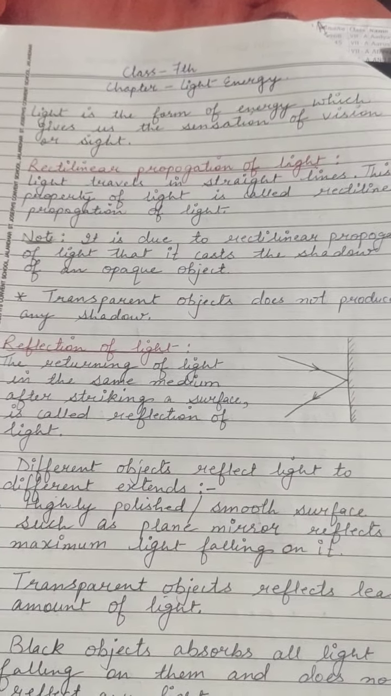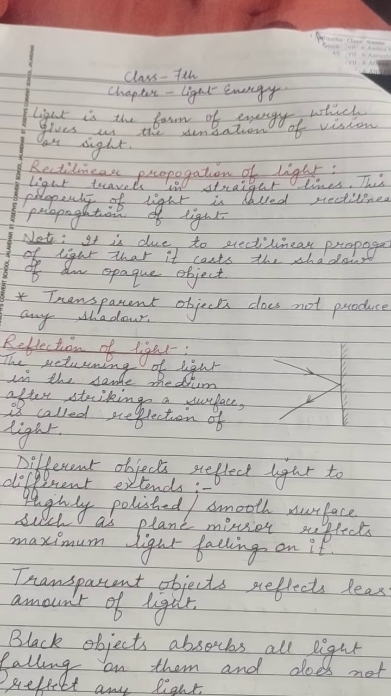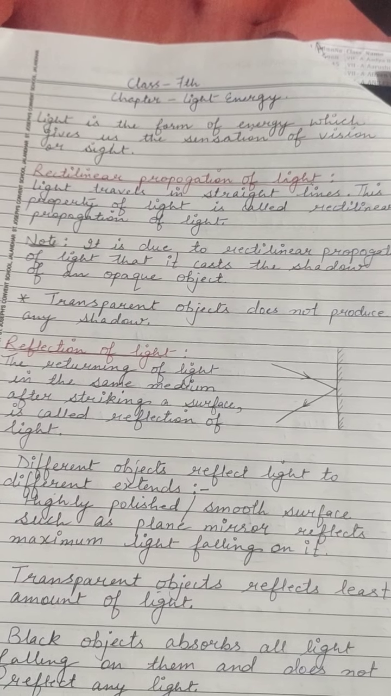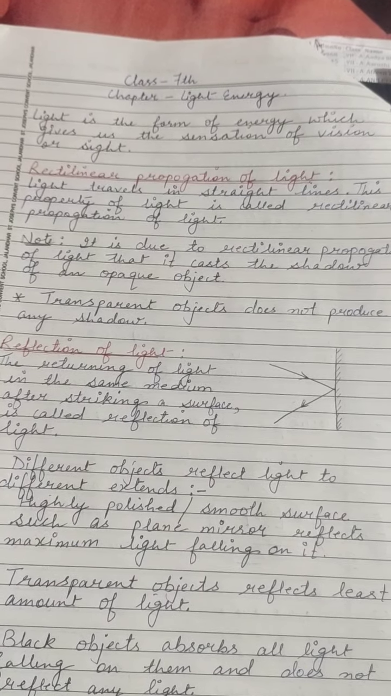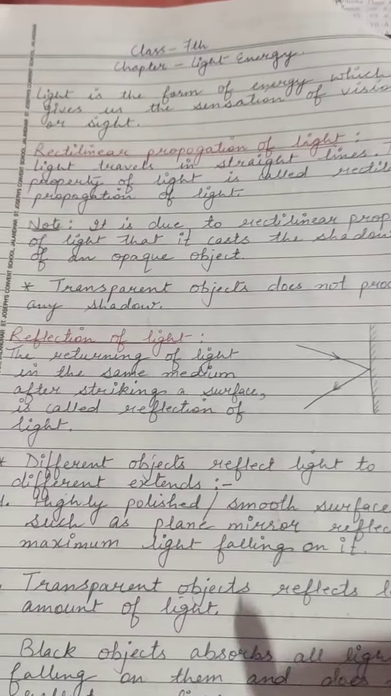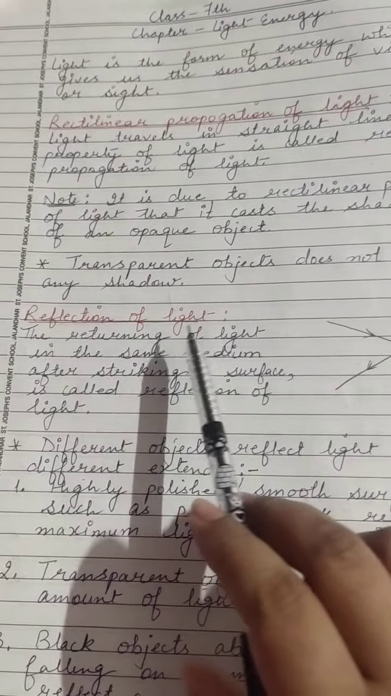And how are we able to see any object? It is when the light, after striking the object, returns in the same medium and reaches our eyes. Because of this phenomenon, we are able to see the objects around us. The light from the source of light will fall on that object, and after striking the object, it will return back in the same medium and reach our eyes, so we can see the objects around us in the presence of light.